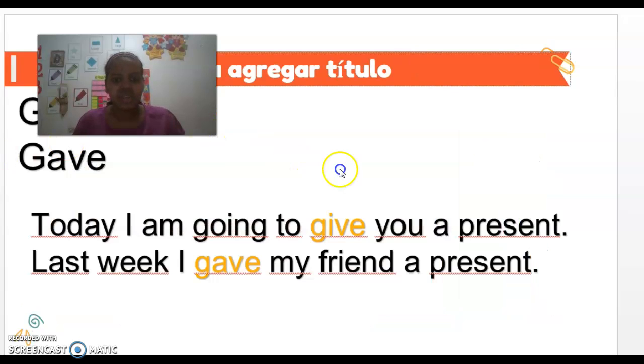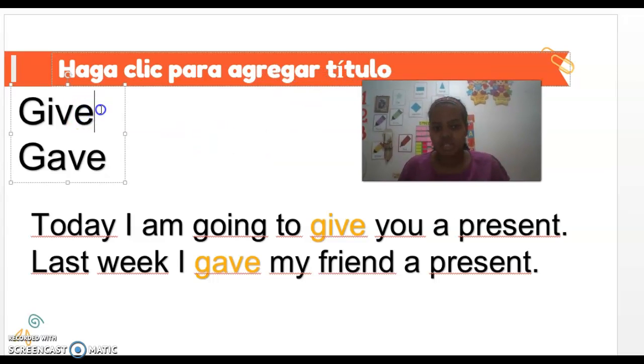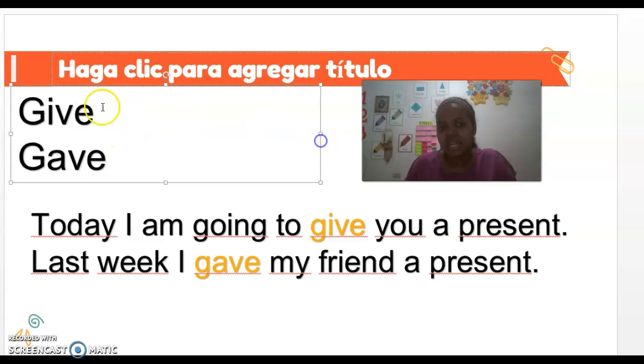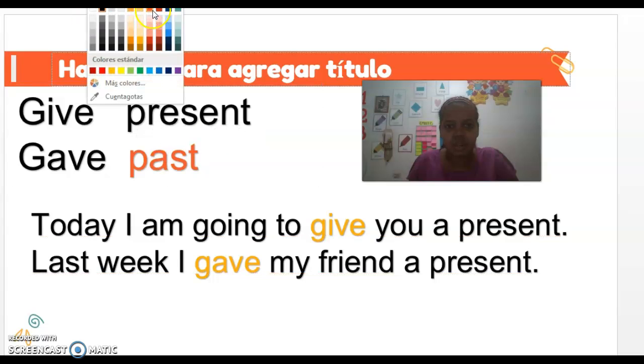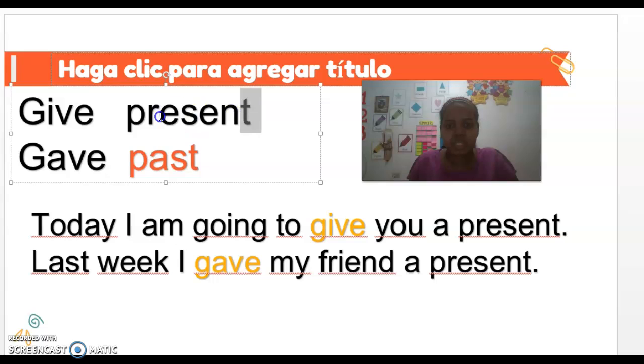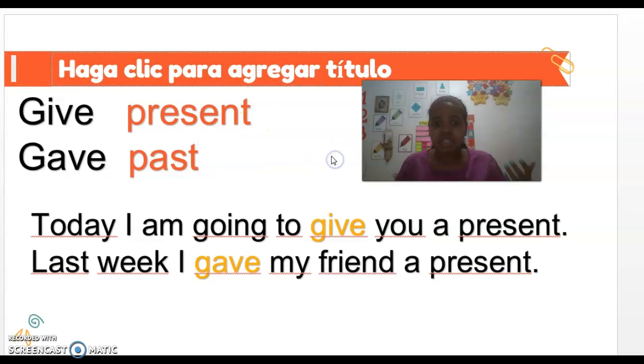If I have the verb give, this one is one verb, right? If I have the verb give, that means that this one is in the present, right? And gave is in the past. This one is in the past, and this one is in the present tense. So, here we have an example of an irregular verb, because the written way, or the spelling of the verb, changed.